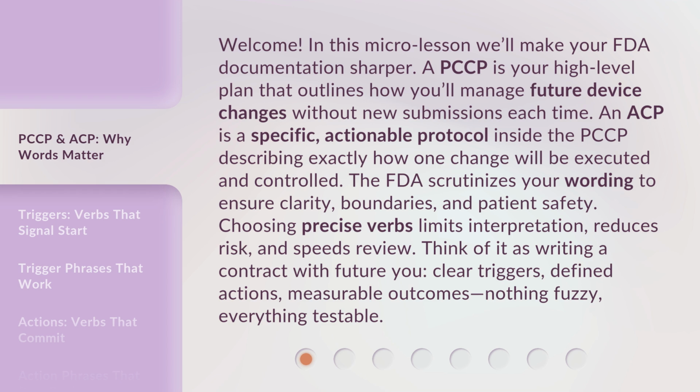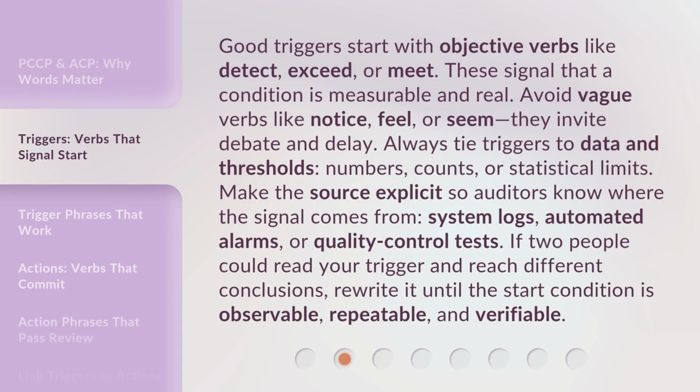Think of it as writing a contract with future you: clear triggers, defined actions, measurable outcomes. Nothing fuzzy, everything testable. Good triggers start with objective verbs like detect, exceed, or meet. These signal that a condition is measurable and real. Avoid vague verbs like notice, feel, or seem. They invite debate and delay.